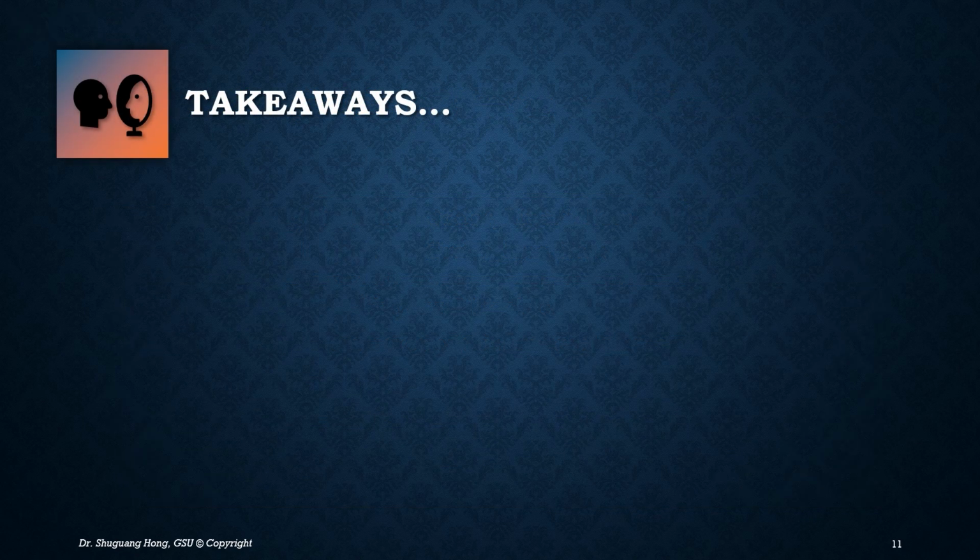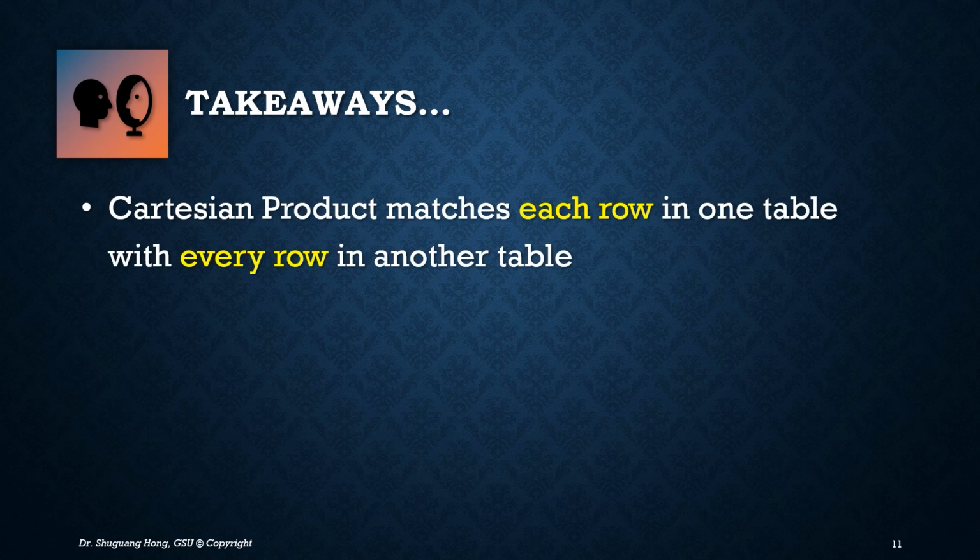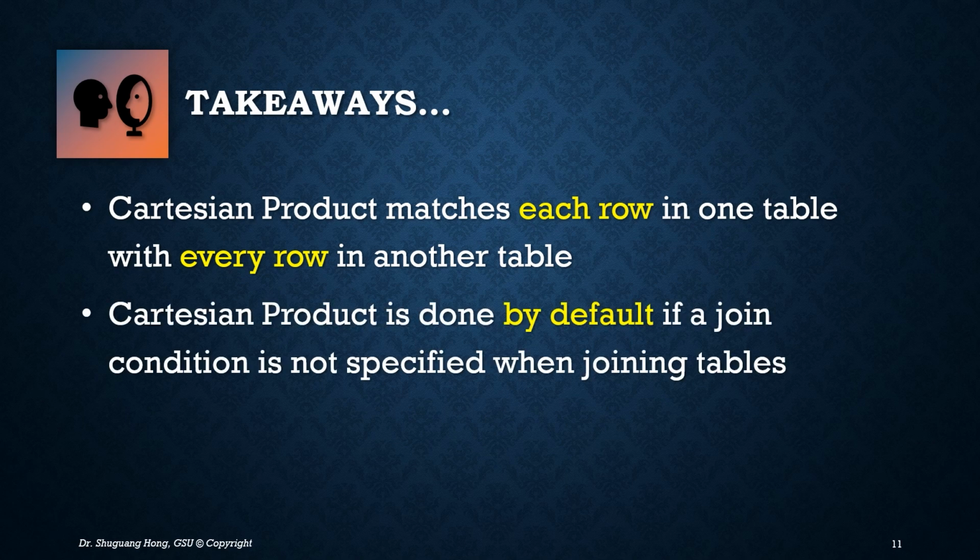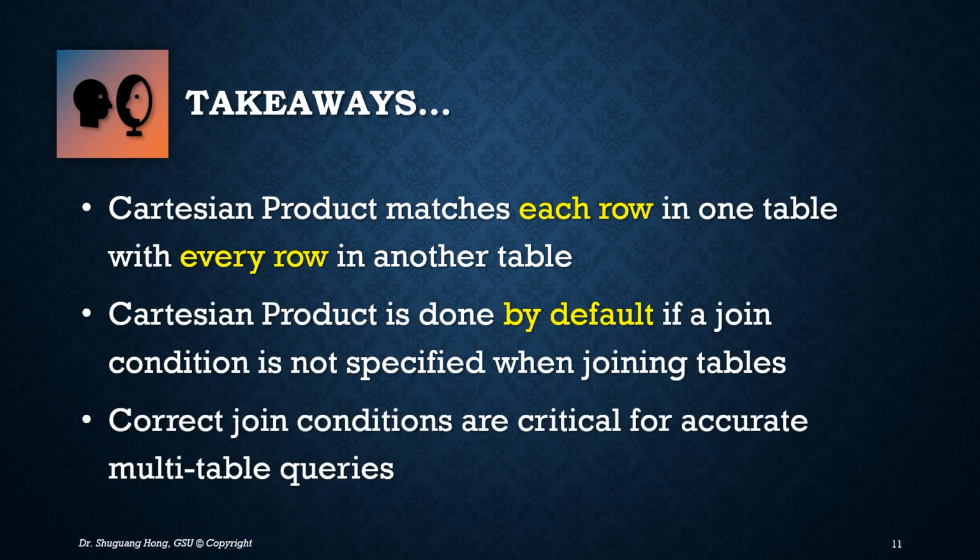Let's summarize the key takeaways from this lesson. A Cartesian product matches every row in one table with every row in another table. By default, a Cartesian product occurs if a join condition is not specified when joining tables. To avoid unintended results, always define a correct join condition when working with multi-table queries.